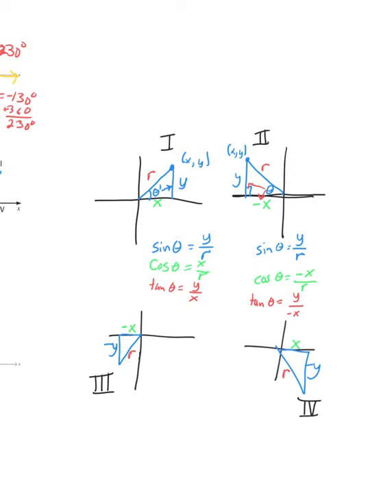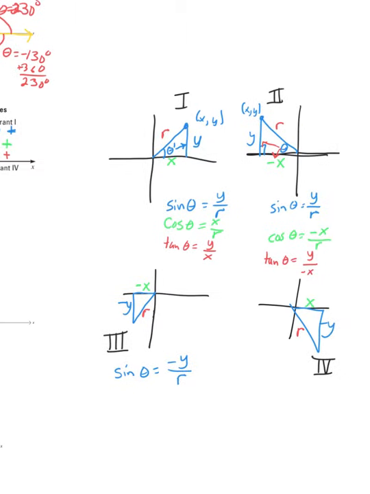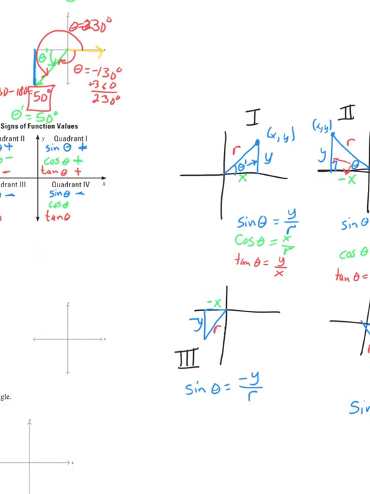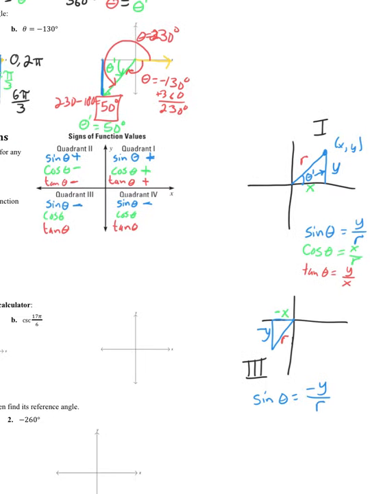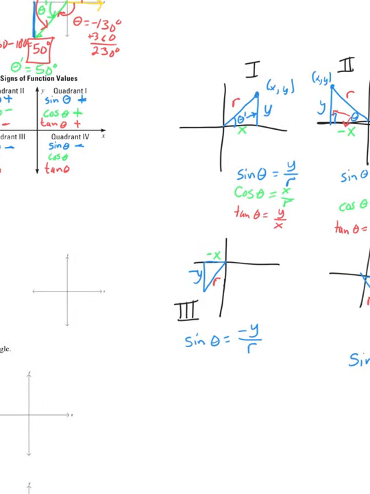So now if I'm setting up sine in quadrant 3, sine of theta, I get a negative y divided by a positive r. Negative divided by a positive is a negative. If I go to quadrant 4, sine theta is negative y divided by positive r. Negative divided by positive is a negative. Okay, which makes sense. Sine is always the y values, and the y values are negative in quadrants 3 and 4. So that makes sense to me. Okay, it's the first time you guys are seeing it, so I understand if it doesn't quite make sense.